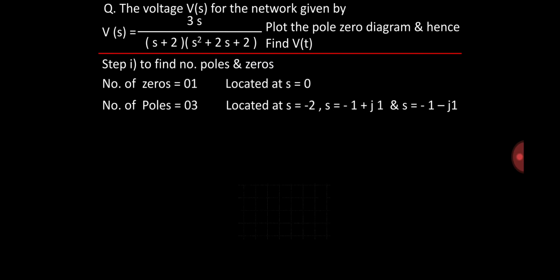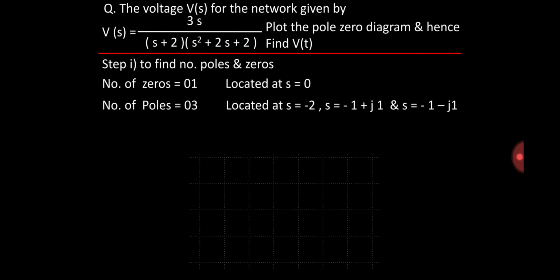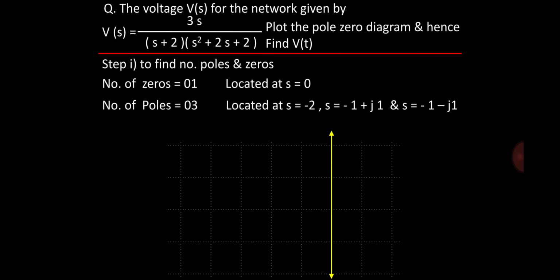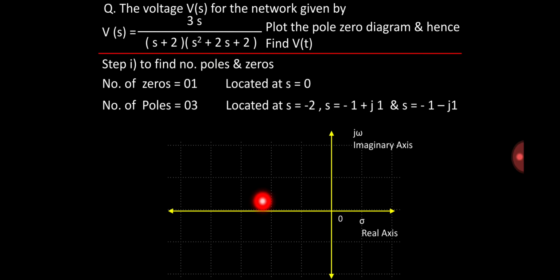So let's start with the plotting of poles and zeros on the s plane. On the x-axis we have the real axis, that is the sigma axis, and on the y-axis j omega, that is the imaginary axis. Then we take the scale: 2 centimeters is equal to 2 units on the x-axis, and similarly 2 centimeters is equal to 1 unit on the y-axis. So here -1, -2, and again j1 and -j1.